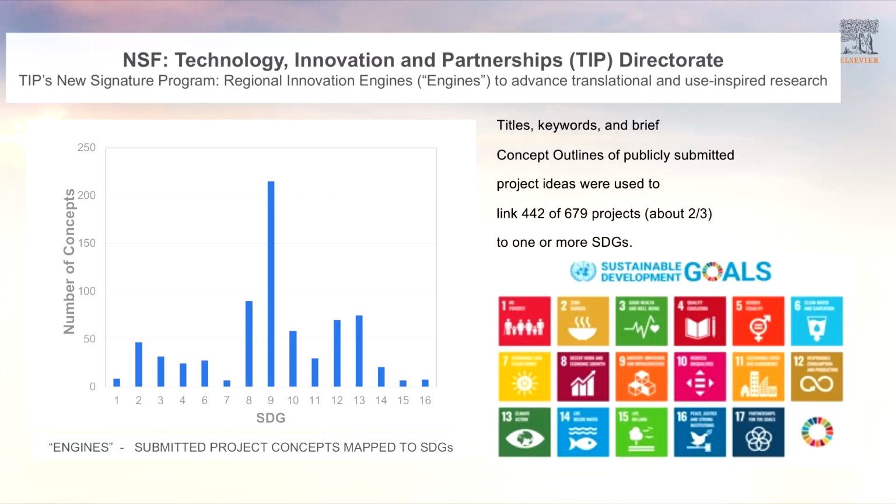What we did at Elsevier was we thought it would be interesting to see how well these mapped onto the SDGs. And what we found is that for the nearly 700 concept outlines that were submitted, we could actually link nearly 2/3 of them, almost 450, to one or more of the SDGs. And you see in the bar chart on the left what the breakdown looks like in terms of how many of those concept outlines could be linked to each of the SDGs. The largest one, as you can see, is number 9. That's industry, innovation, and infrastructure, perhaps not surprisingly.